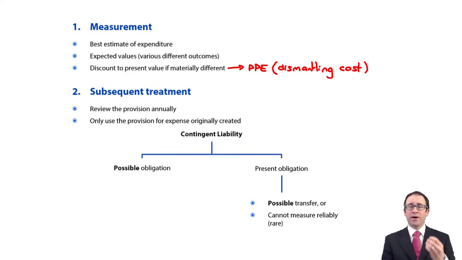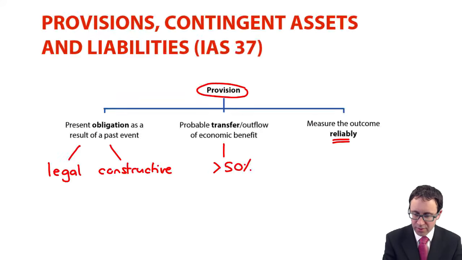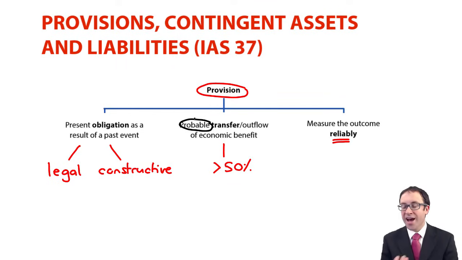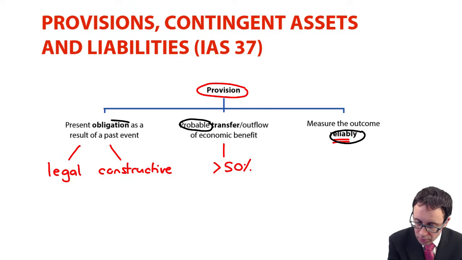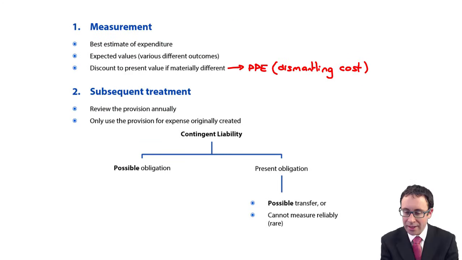Okay, whereby you record the provision in the financial statements. What happens, however, if some of the criteria fall down? What happens if it is not a probable transfer of economic benefit? What if you cannot measure it reliably? Okay, what if you're not sure about the obligation? Okay, well, what you may have there is a contingent liability.